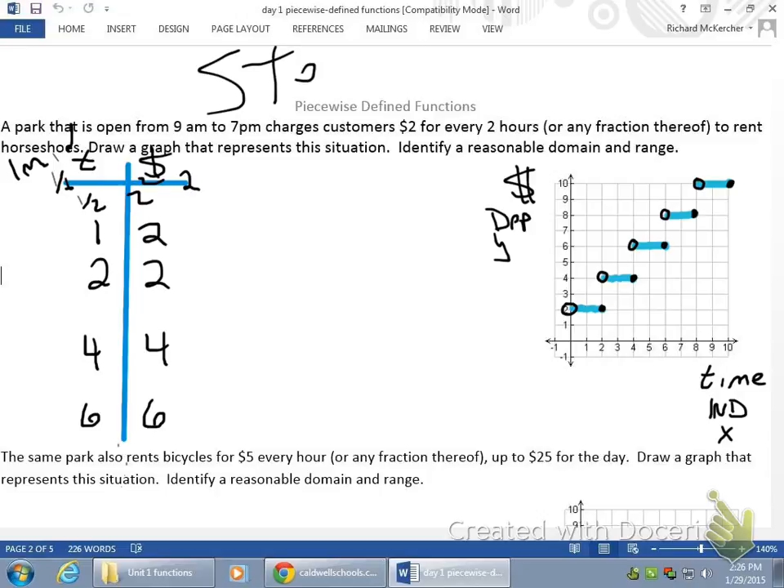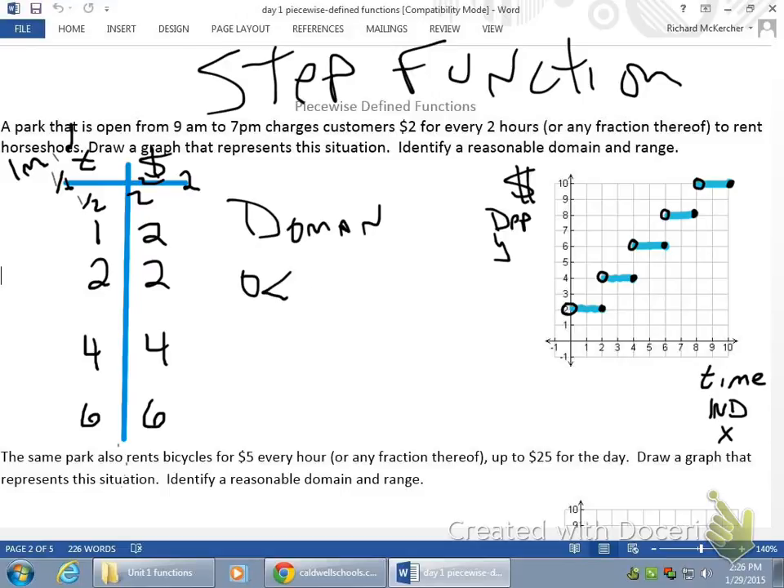Alright, this is called a step function because the function creates stairs. Alright, so we'll talk about the domain and range. Because the park's only open for 10 hours, I can only use the hours from 0 to 10. But if you notice, I use every single one of these hours. I use 1 hour, 2 hours, 3 hours, 4 hours. I also use half an hour, 1.5 hours. I use every single possibility between 0 and 10, except for 0. 0 doesn't count. 10 does count, but 0 does not count.